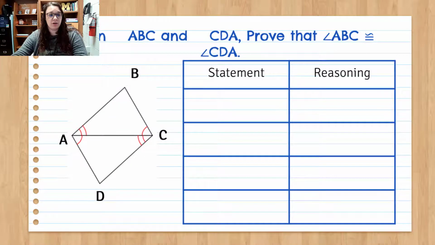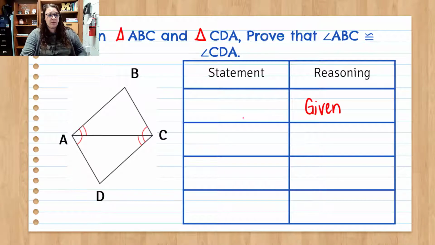Here's a proof I'd like to do. We're going to do two of them today. Given triangle ABC and triangle CDA, prove that angle ABC is congruent to angle CDA. So when we start, we're going to do two-column proofs. The first thing we have is always something that was given. So let's see what we were given.